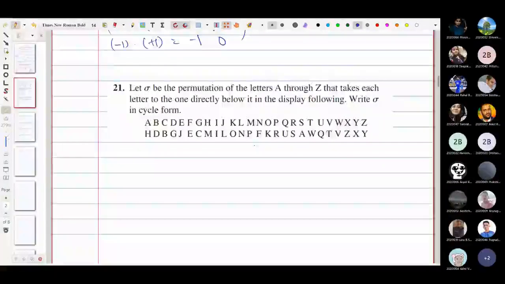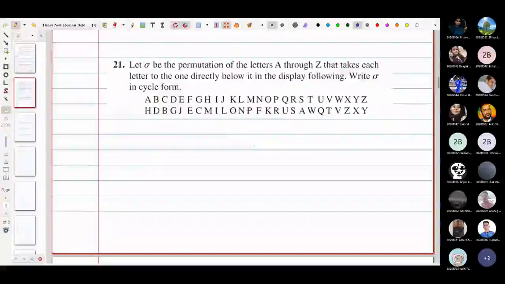So next question, it is somewhat easy, in fact very easy. Let sigma be the permutation of letters A through Z that takes each letter to the one directly below it in the display following. Write sigma in cyclic form. I think you can very much write it. You can start from A, from the extreme left.